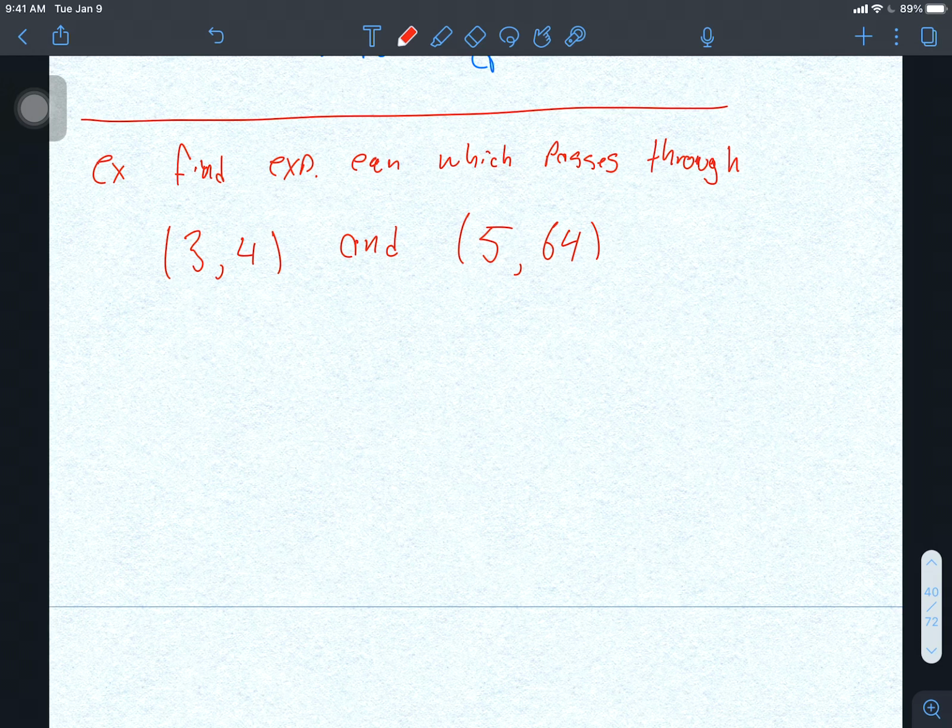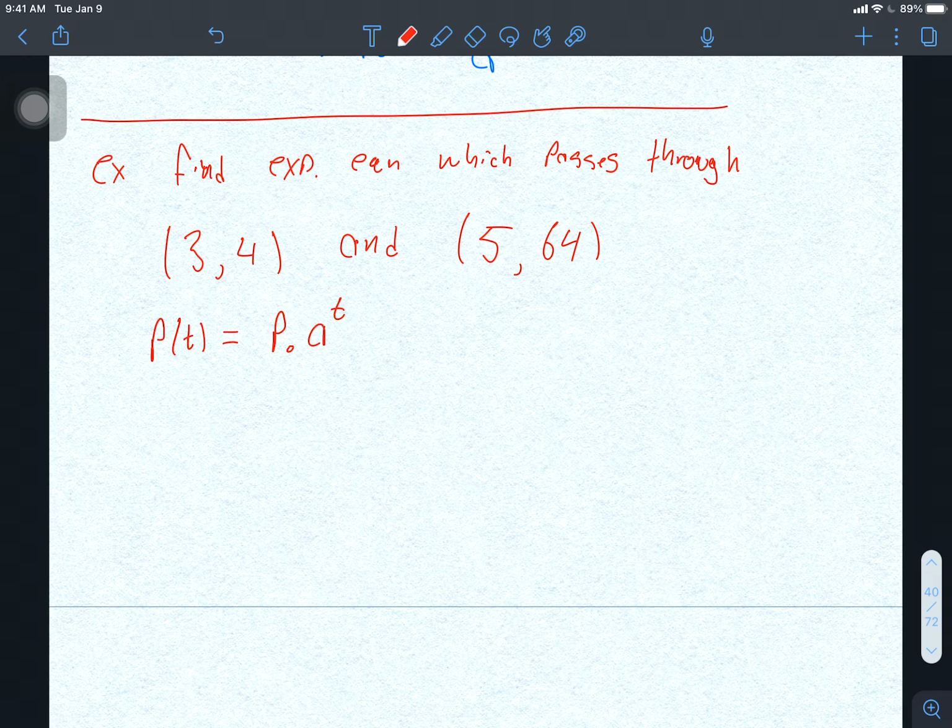Okay, so we know that our equation P of t has the form P naught A to the t. Okay, how do I know that? I know that because it says it's an exponential equation. All right, so I know this is the general form I'm going to use. And now all I'm going to do is plug in these 2 points into this equation to get 2 new equations.